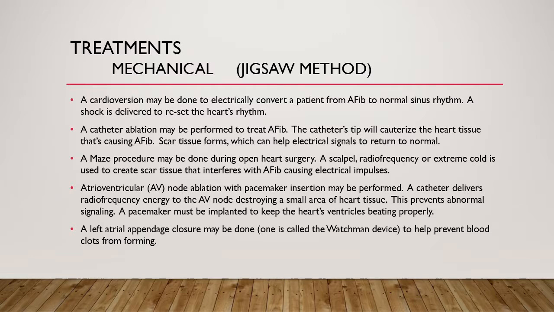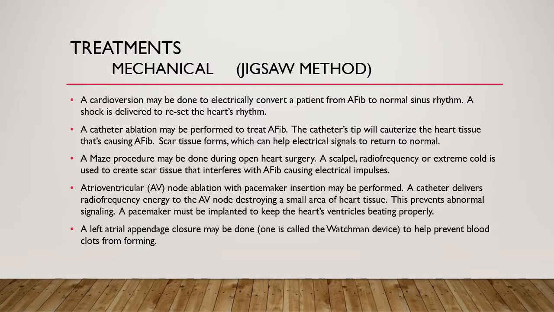So those role plays were awesome. Well done for everybody. I hope that you learned something about the different medications. So next we're going to be going over mechanical treatments for AFib, which we're going to be using the jigsaw method shortly here to learn more about, but I'm just going to do a quick overview. The first option is a cardioversion, which is an electrical current that's given externally to the heart to help convert a patient from AFib to normal sinus rhythm. A shock is delivered to reset the heart's rhythm.